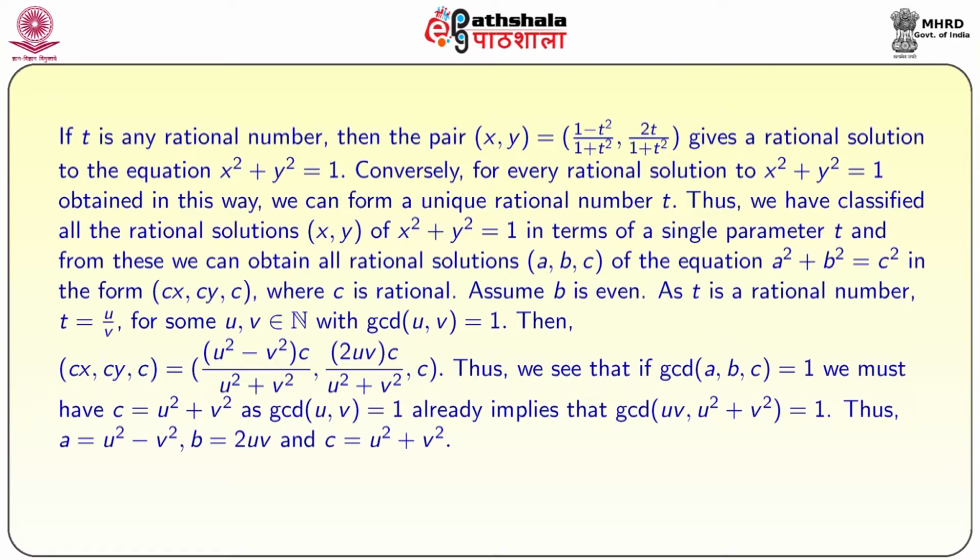Thus, we see that if GCD of a, b, c equals 1, we must have c equal to u square plus v square, as GCD of u, v equal to 1 already implies that GCD of u, v, u square plus v square equals 1. Thus, a equals u square minus v square, b is equal to 2uv, and c equals u square plus v square.